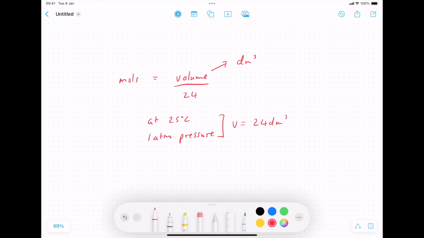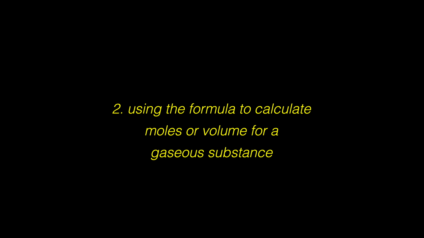So that means if you're given the volume in centimeter cubed, you must turn it into decimeter cubed so that you can use the formula. 1,000 centimeter cubed is 1 dm cubed. So you take the volume in centimeter cubed and you just divide by 1,000 to turn it into dm cubed. So with that said, let's get on to the examples.